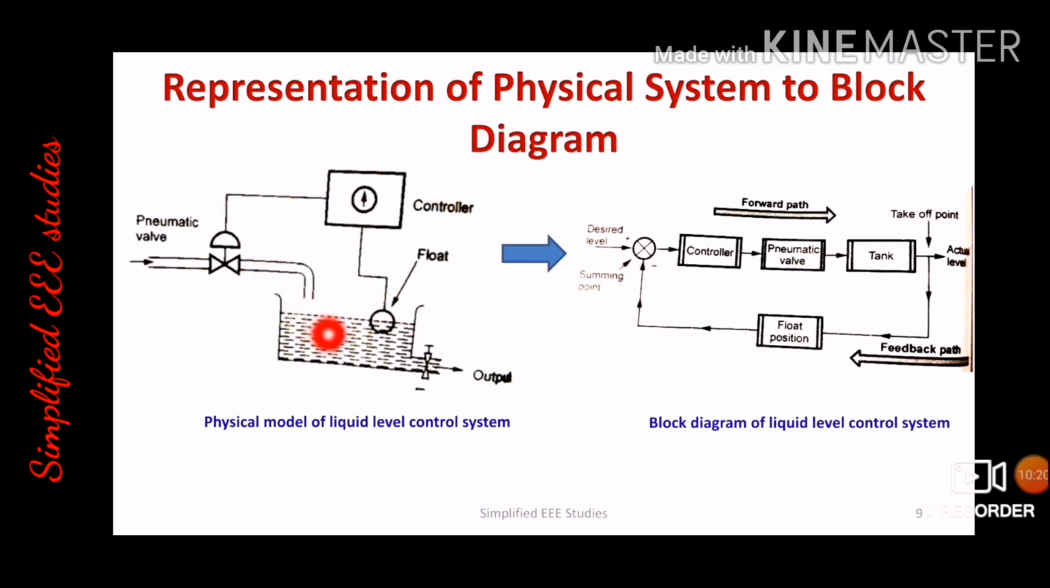This physical system is simple, but if you go for a complicated physical system, then it is difficult to understand. But in spite of that, if you plot everything in a block diagram, the user will come to know what is actually happening in the control system. So this is a conversion of a physical system to a block diagram.